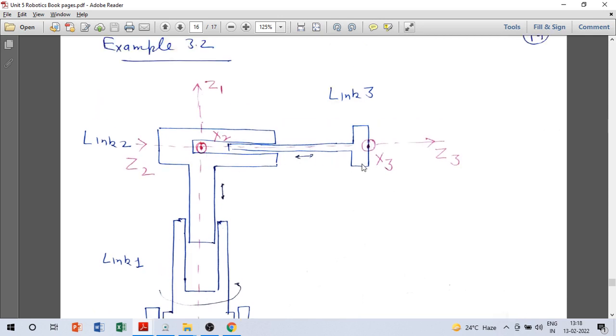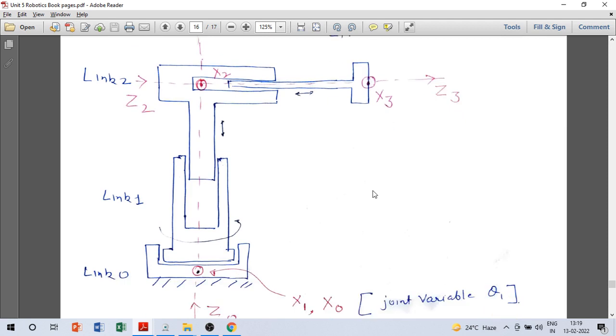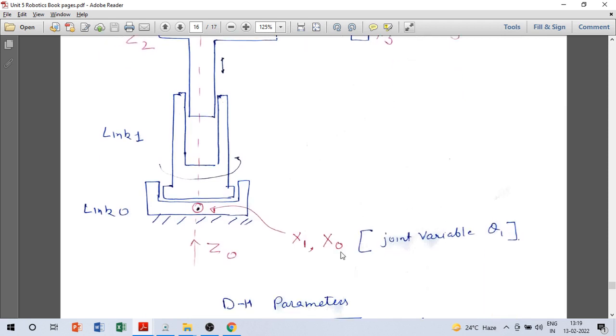And for the last frame, link n, which is link 3 here, we assign z3 along z2. So z3 is aligned along z2. And then how to assign x3? The procedure is, if joint n is prismatic, then x3 is taken parallel to x2. We have just done that here. This joint is prismatic, so we take x3 parallel to x2. So that x3 also comes towards us out of the paper. And in which direction do we have x0 for frame 0?